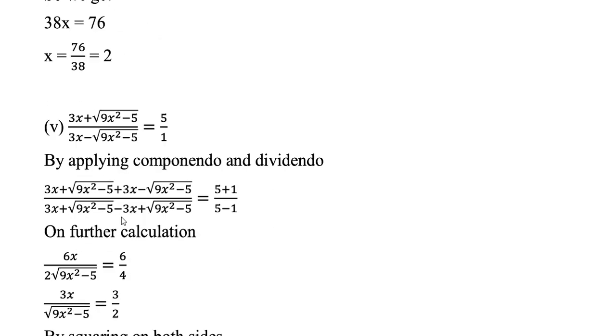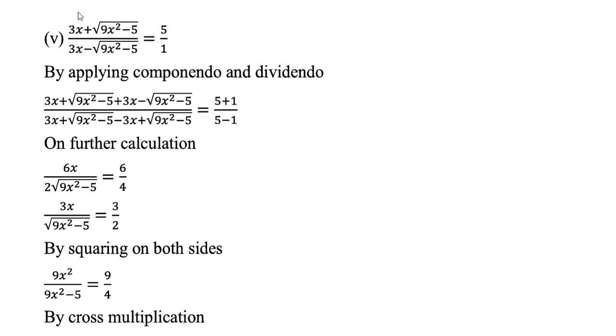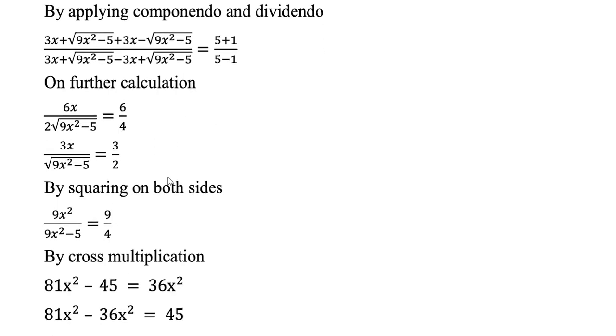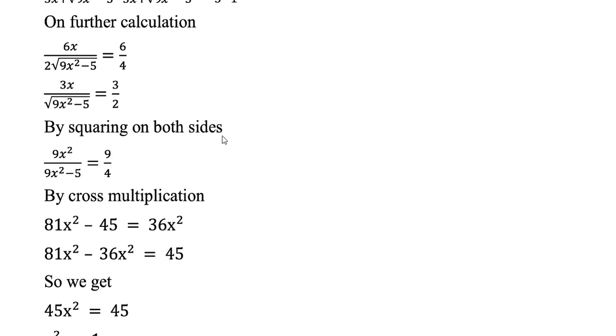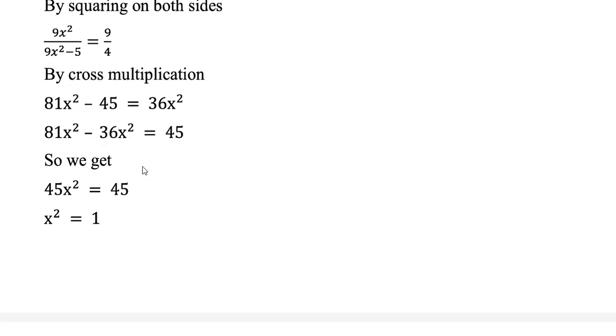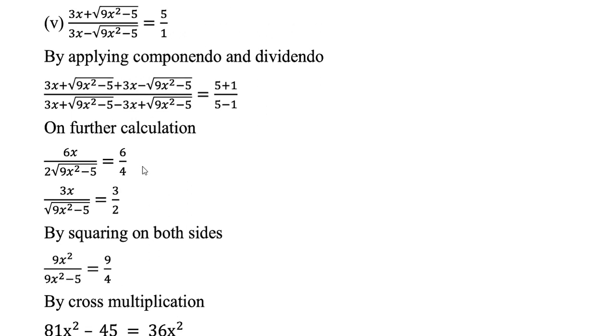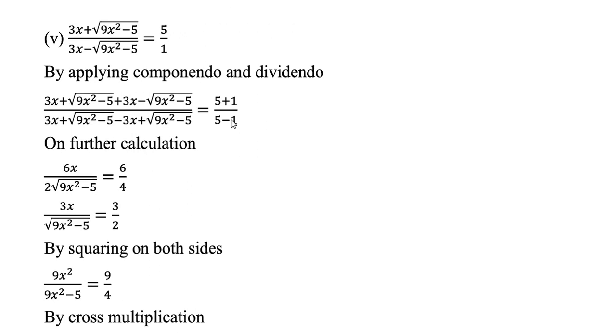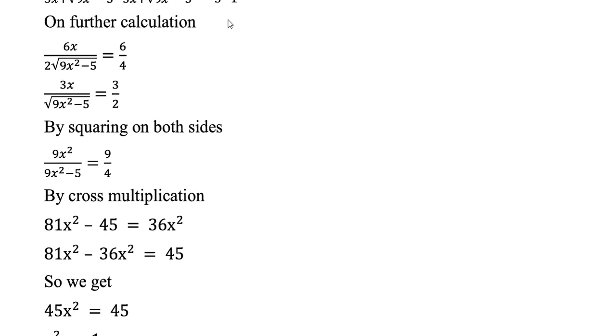Now come to problem number 5. This one is equal to 5 by 1. By applying componendo and dividendo, this one plus this one minus this one. After that, a few steps of calculation. After that, squaring both sides. After that, cross multiplication. So please mark the following steps. First, apply componendo and dividendo. After that, a few more steps.